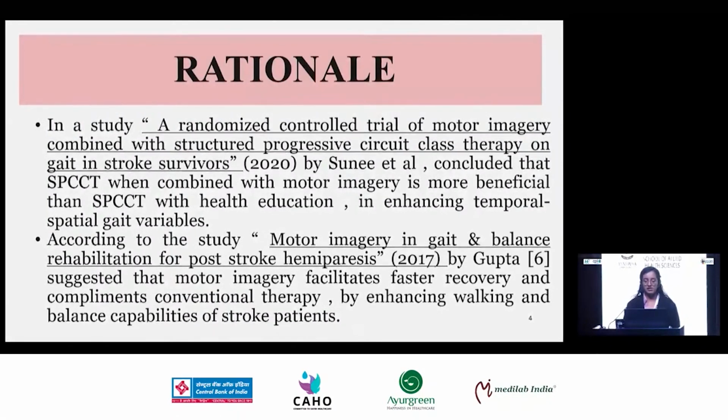The rationale for the study is, in a randomized controlled trial of motor imagery combined with structured progressive circuit class therapy on gait in stroke survivors done in 2020 by Soni et al., it was concluded that SPCCT, when combined with motor imagery, is more beneficial than SPCCT with health education in enhancing temporal spatial gait variables. According to the study, motor imagery in gait and balance rehabilitation for post-stroke hemiparesis in 2017 by Gupta suggested that motor imagery facilitates faster recovery and complements conventional therapy by enhancing walking and balance capabilities of stroke patients.